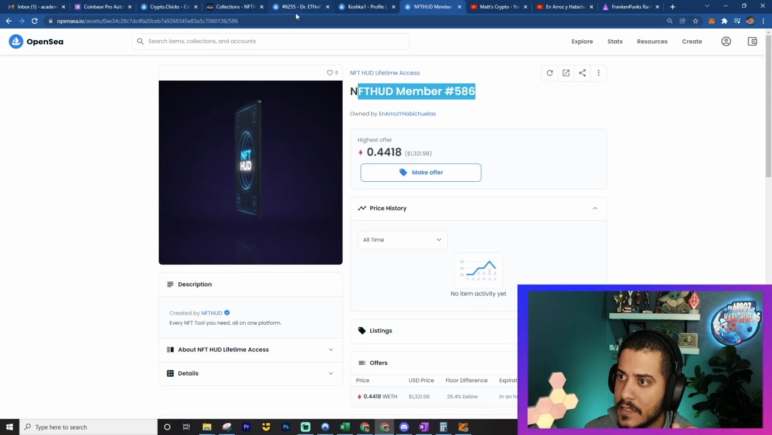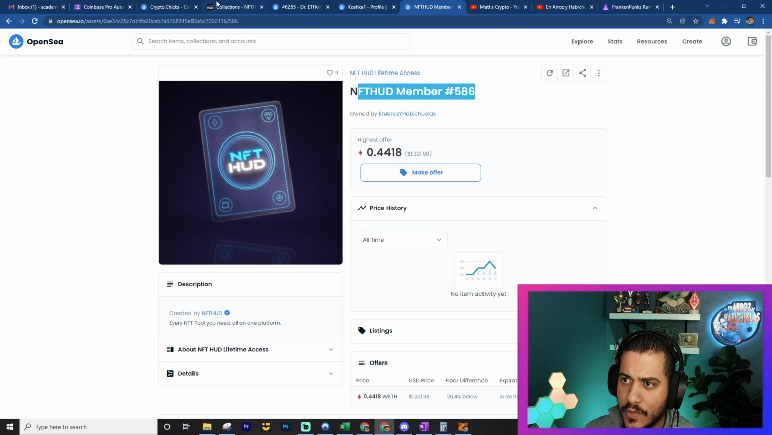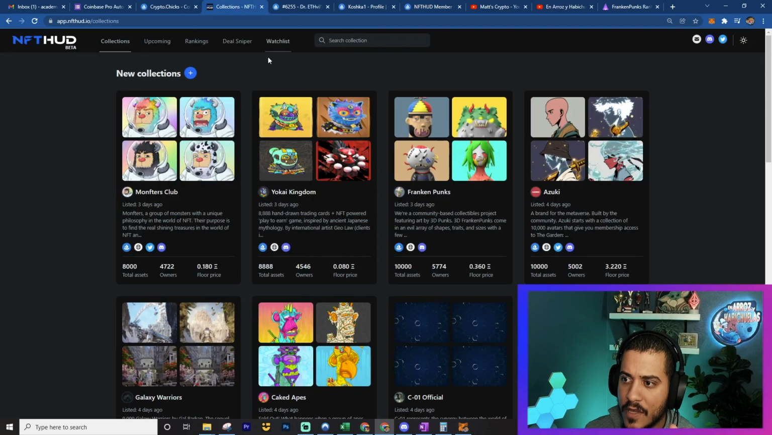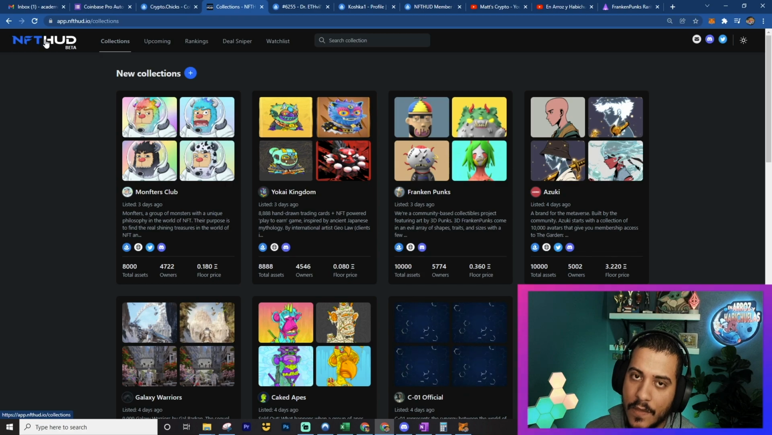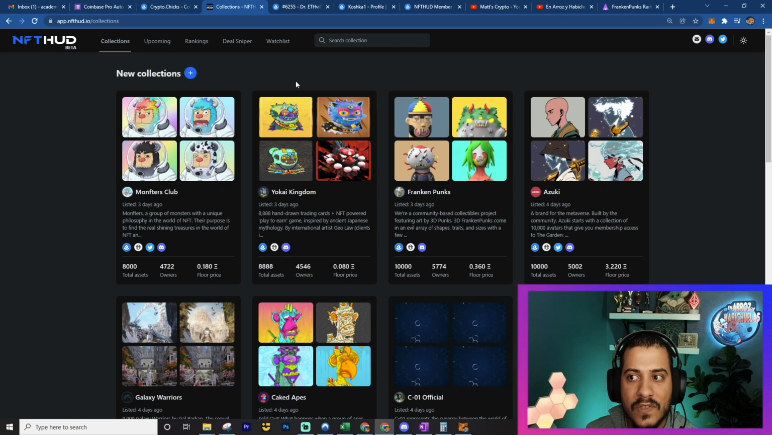So yeah, I'm going to show you real quick the page. This is what the platform looks like. NFT HUD beta. This is the beta form. It has bugs, it has kinks, it's not finished, so bear with us. The devs, the team is working hard. I'm not part of the team, I'm just a happy investor. I love the tool, and I'm going to show you how I used it to flip my first NFT.